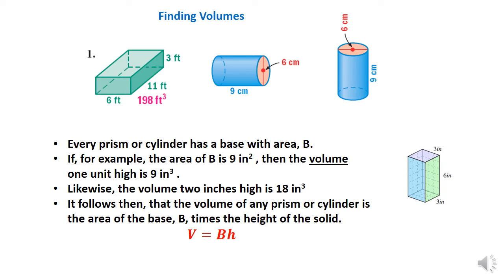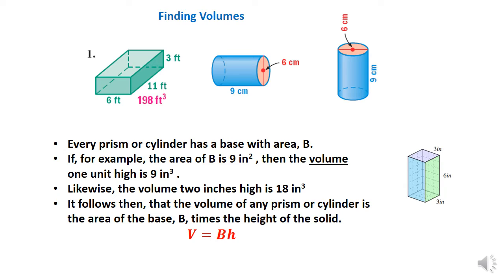Now let's consider the rectangular prism in green and the cylinder in blue. Notice that I have rotated the cylinder in the third picture to show it sitting on its base. Oftentimes people find it easier to see the base and the height when it is sitting on the base. But the problems you encounter will not always be in this position.